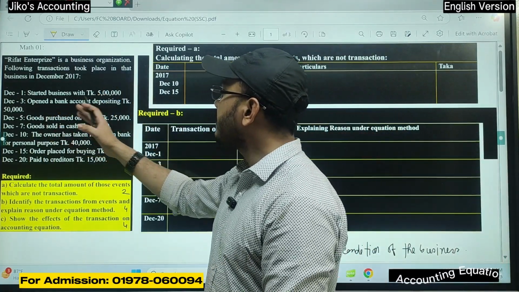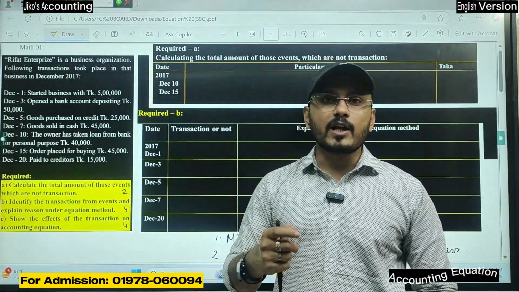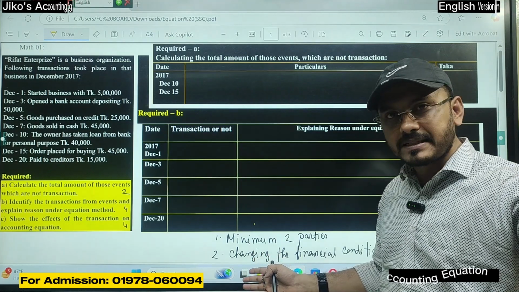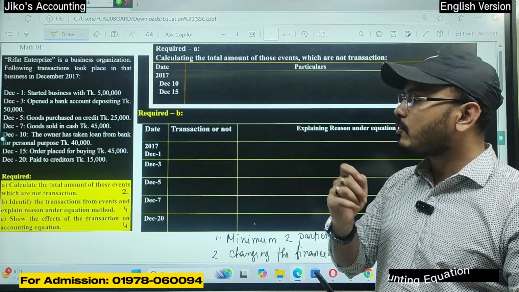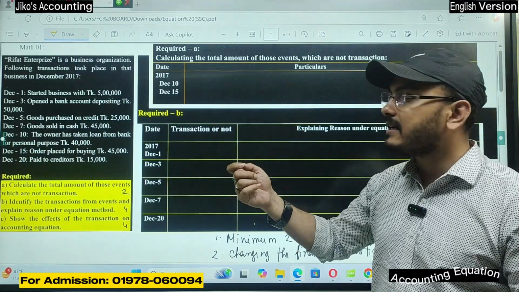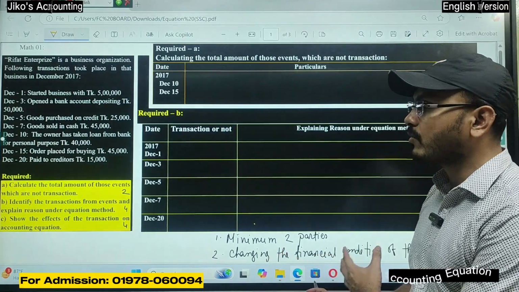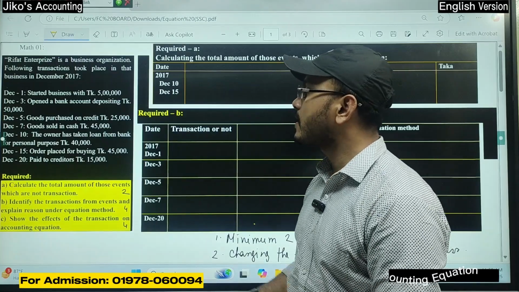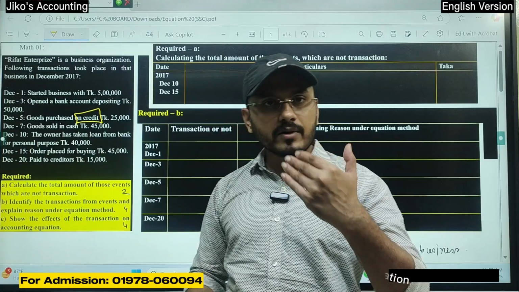It is done. Next: open a bank account depositing taka 50,000. If we open a bank account, what will be the financial situation of the business? It will decrease the cash of the business, because whenever you pay to the bank, that indicates a reduction of cash. That means the financial condition of the business changes. So it's a transaction. Next: goods purchased on credit. What are you receiving here? Goods.